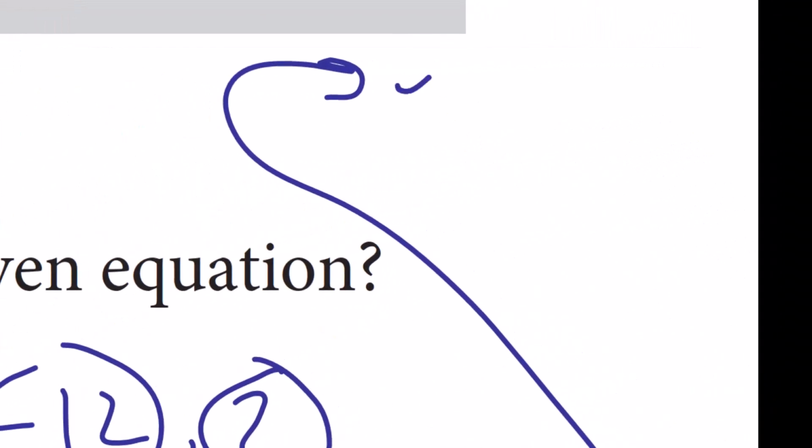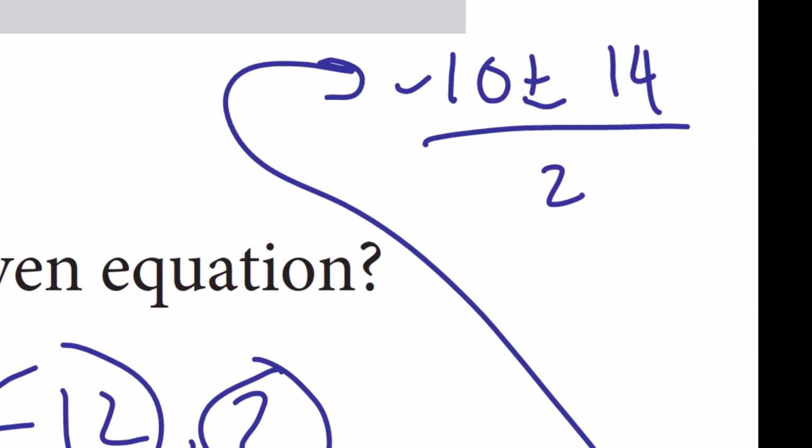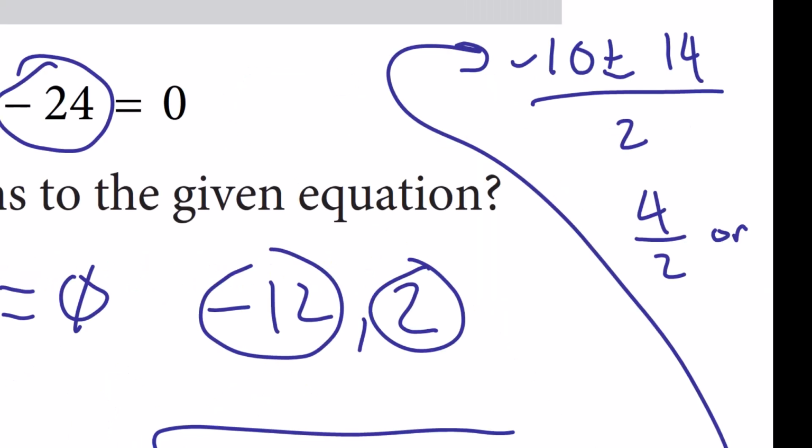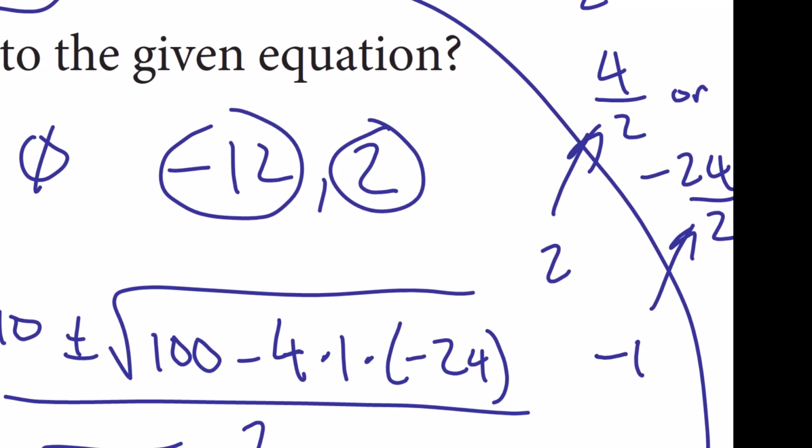And that's going to be negative 10 plus or minus the square root. So you've got two possible answers, 4 over 2 or negative 24 over 2. The 4 over 2, that's going to give you 2. The 24 over 2, negative 12. So those are your two answers.